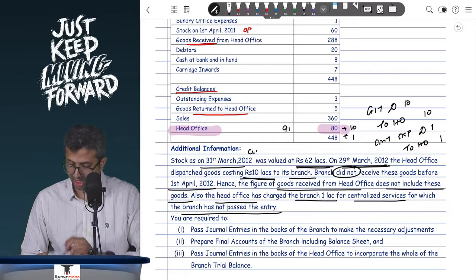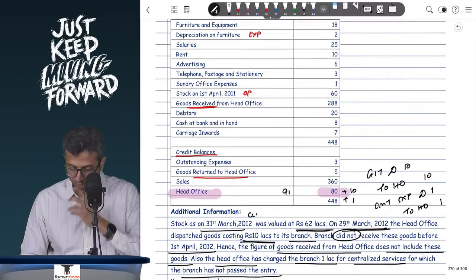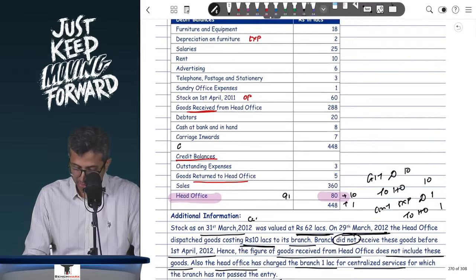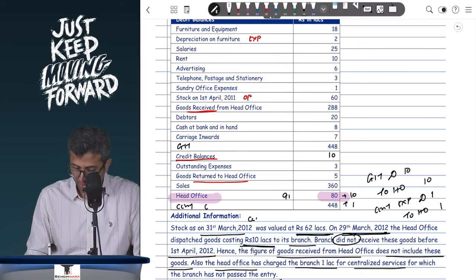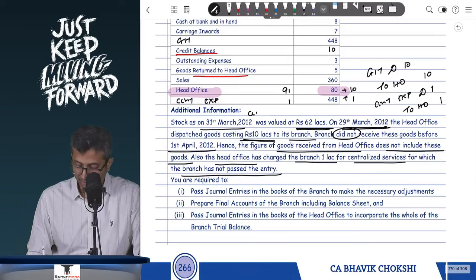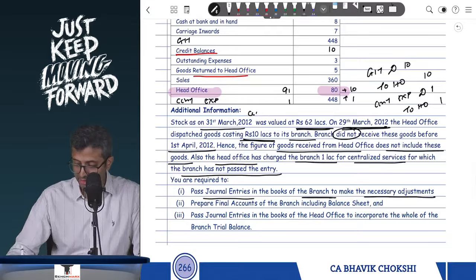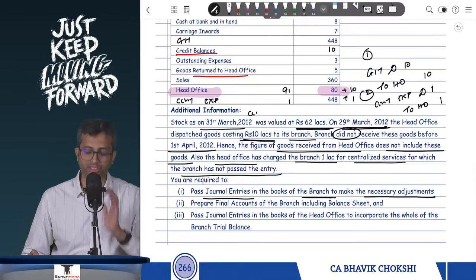Apart from that, there will be some goods in transit which will separately appear. So there will be some goods in transit which will appear at 10. You will add it separately along with stock, and there will be some centralized expenses which will also appear, for example, at 1 rupee. This is your expense. Now what is required? You are required to pass the journal entries in the books of the branch to make the necessary adjustments. So these are the two journal entries for goods in transit as well as for centralized expenses.